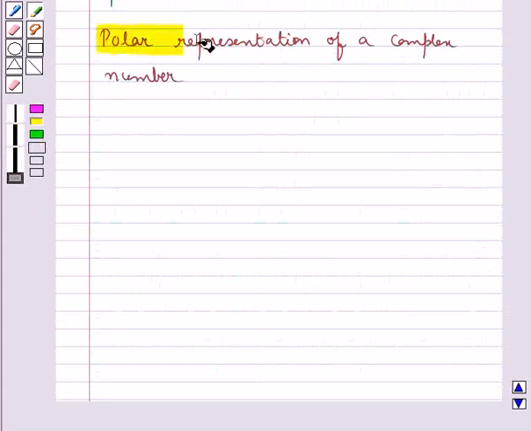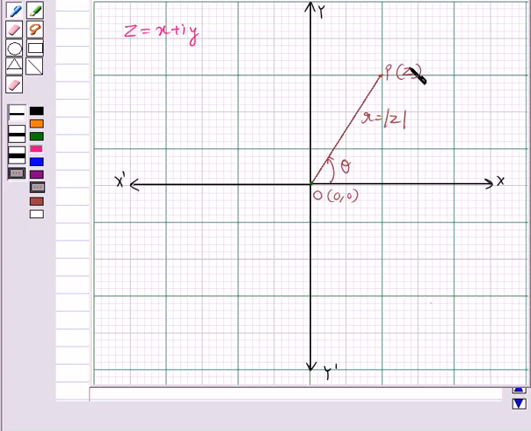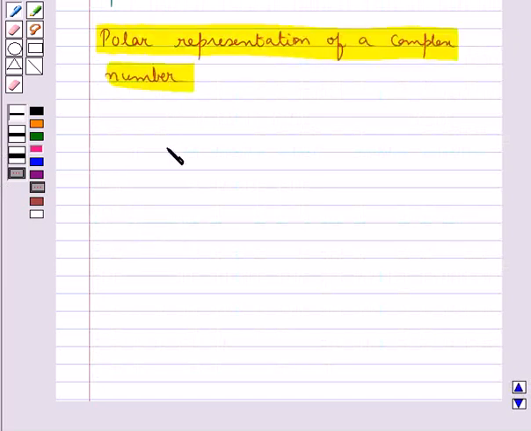Now we discuss the polar representation of a complex number. Let point P represent the complex number Z given by X plus iY. Let the directed line segment OP be of length R, and theta be the angle which OP makes with the positive direction of the x-axis. We may note that the point P is uniquely determined by the ordered pair of real numbers R and theta. That is, the point P has coordinates R, theta. R, theta is the polar coordinates of the point P.